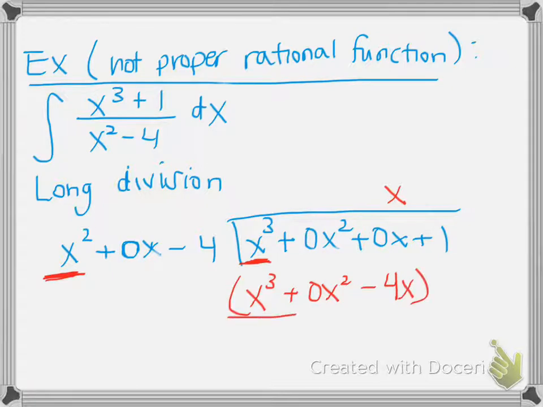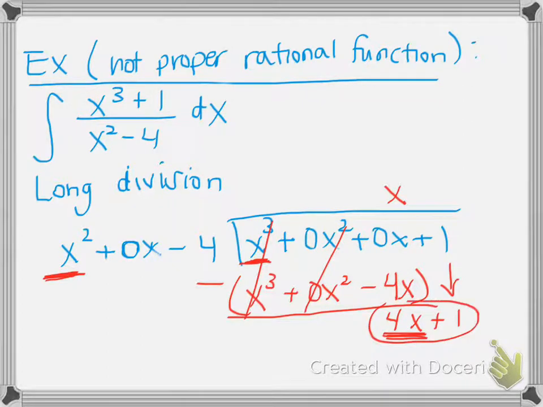Then you subtract. This is what's known as the division algorithm. The x cubes go away, the x squareds go away, and that becomes a positive 4x, and then we bring down the 1. You know when your long division is complete when the degree here is less than, not equal to. If it's equal to, that means you can do the long division again. But when the degree is less than the degree of your divisor, this right here is our remainder.